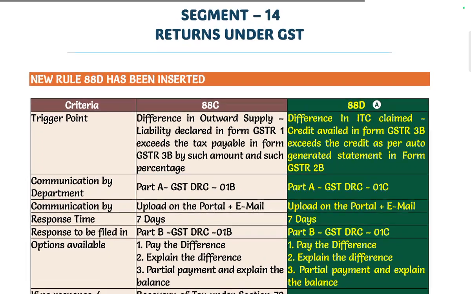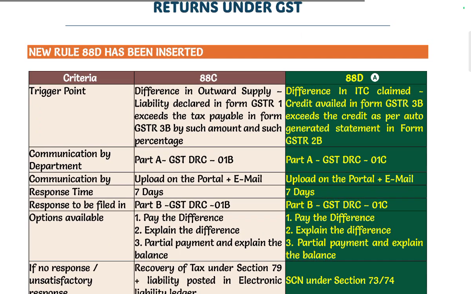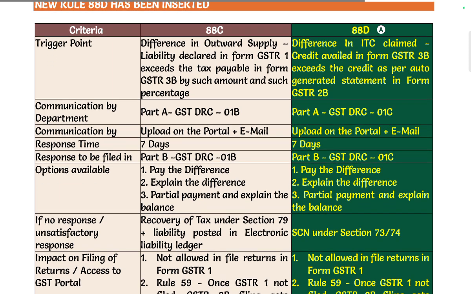Returns under GST: new rule 88C, with criteria under rule 88C and section 88D. The difference in outward supply liability declared in form GSTR-1 exceeds the tax payable in form GSTR-3B by such amount and such percentage. Rule 88D: the difference in the ITC claimed in GSTR-3B exceeds the credit available as per the system-generated statement. Rule 88B communication.